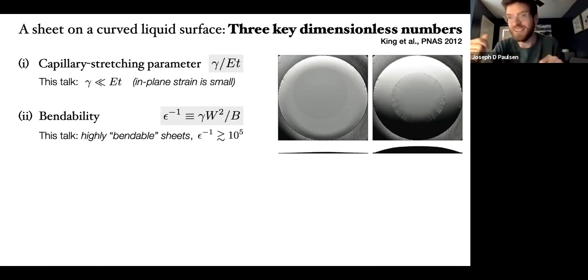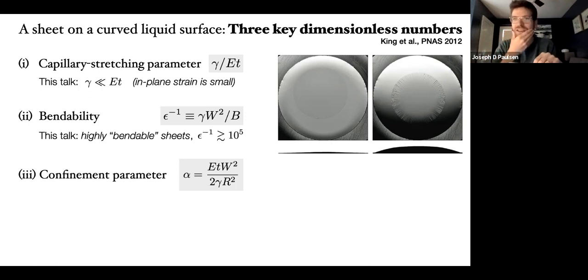There's another dimensionless number in the problem that tells how easily bent your objects are. All of our experiments here are in what's called the high bendability limit. So they're extremely easily bent. So that number is important for the problem, but it's not important for the transition. It's just always high. And then we can put in another dimensionless number, which is W over R.